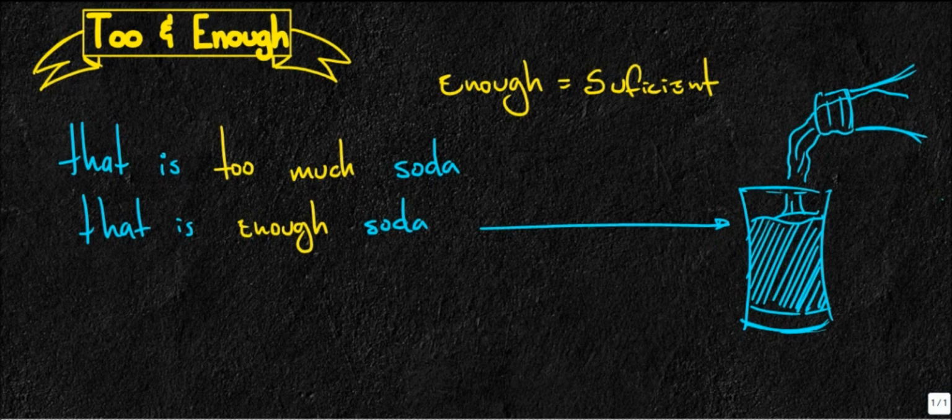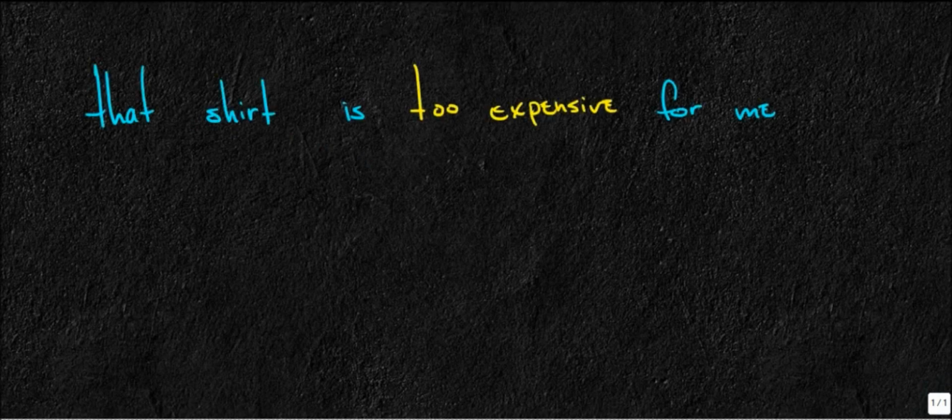Okay, so let's try another example. Let's try a different example. Let's say the sentence, "That shirt is too expensive for me." And you'll see that basically what I'm doing is I'm taking an adjective, in this case "expensive," and I am adding "too" to express that the adjective is a problem for me. Now, I could easily just say "that shirt is expensive," or "that shirt is expensive for me." But maybe I have money and I can pay for that shirt. But when I say that shirt is too expensive for me, it is because this adjective is a problem for me.